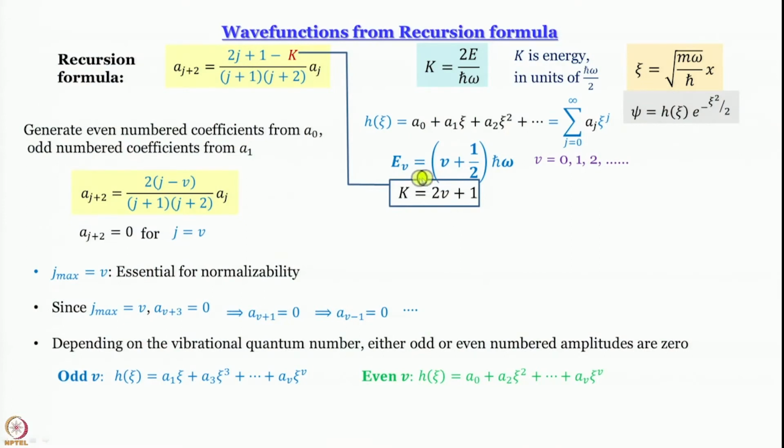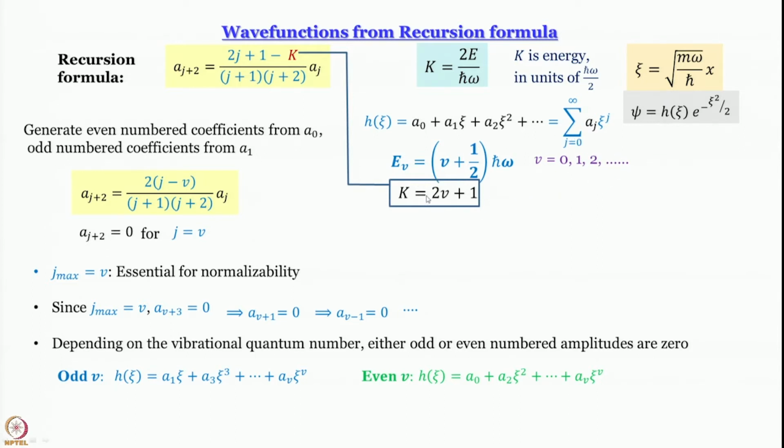Just to do a quick recap, we are proposing the solution h(xi). Please do not forget where xi comes from. Xi is simply root over m omega by h cross multiplied by x. The wave function is h, a function of xi, multiplied by e to the power minus xi square by 2. Now we are trying to find out what this h of xi is.